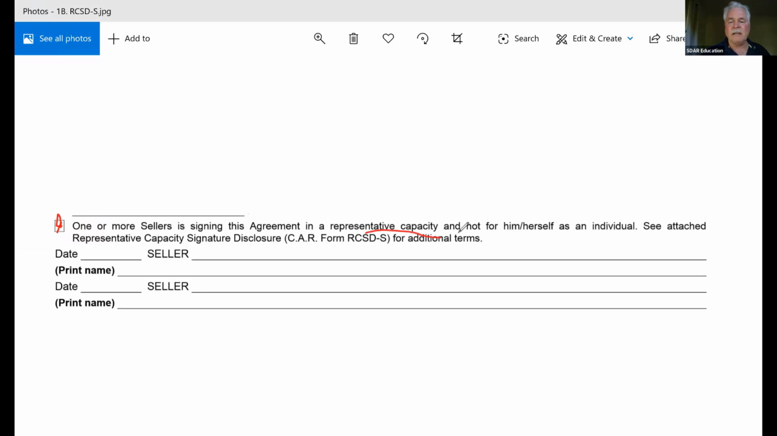Representative capacity and not for him or herself as an individual. See attached RCSD S for additional terms. Okay, so same kind of stuff. I don't need to go through it all again, I don't think.